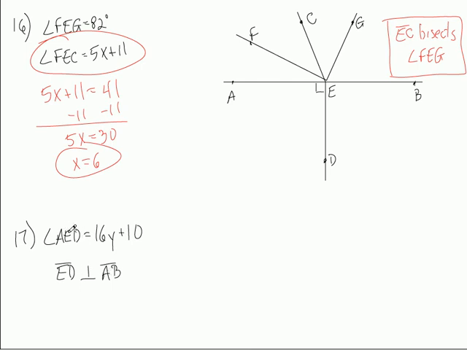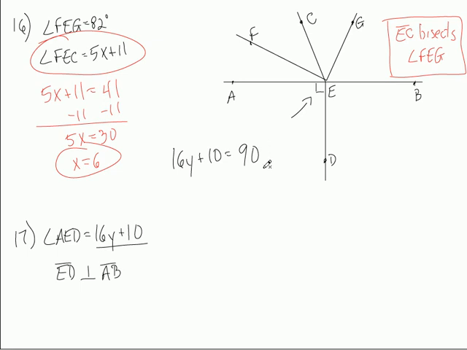Now look, it also says what? They tell you something else about angle AED. What do they tell you? That's right. So AED is 16y plus 10. So that has to equal what? 90 degrees, because that's that angle right there, isn't it? That angle's a right angle because it's perpendicular, so it's got to equal 90 degrees. So you set that equal to 90.